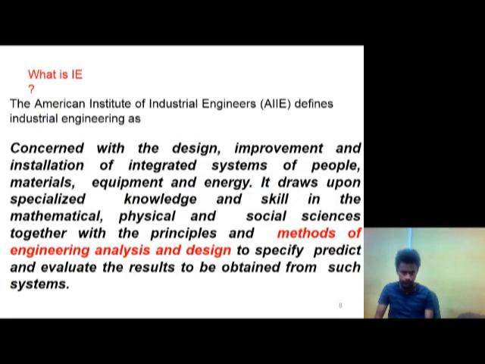The American Institute of Industrial Engineers defines industrial engineering as follows: industrial engineering is concerned with the design, the improvement, and the installation of integrated systems of people, materials, equipment, and energy. Unlike other engineering disciplines, industrial engineers are expected to integrate systems of people, materials, equipment, and energy at the same time.